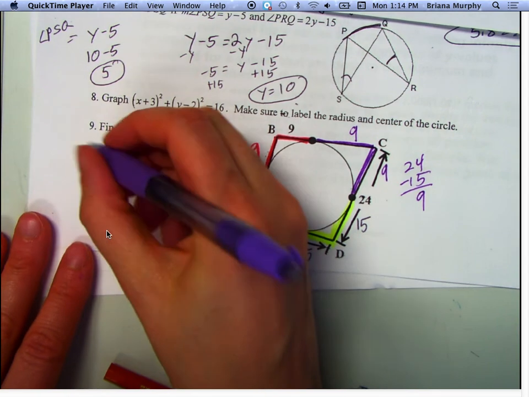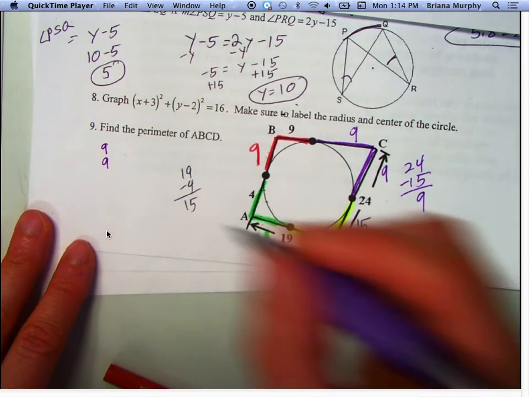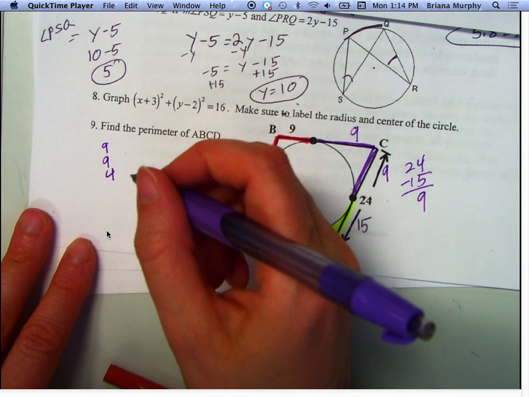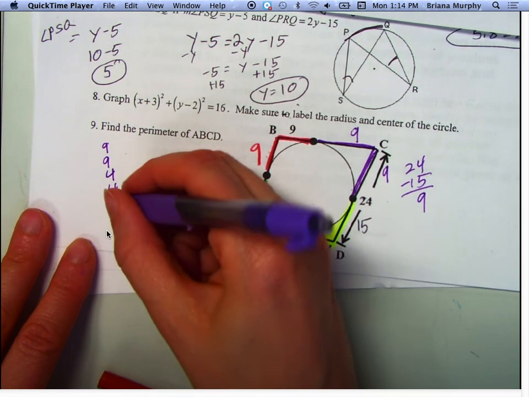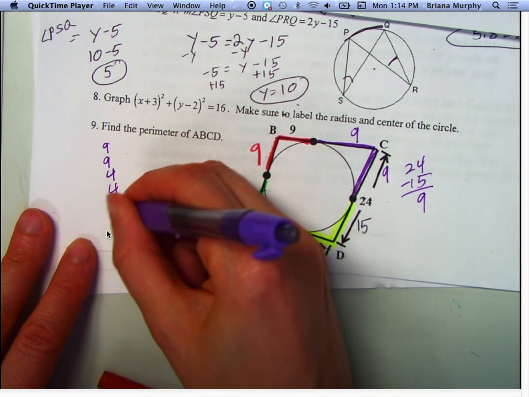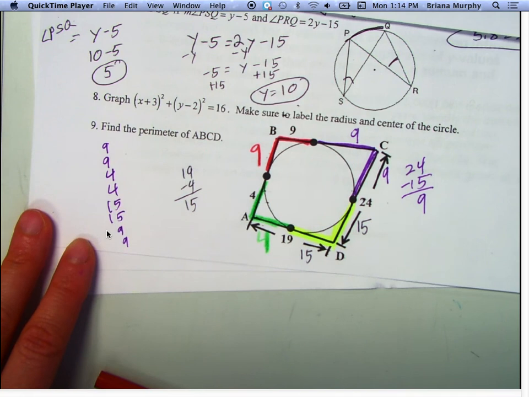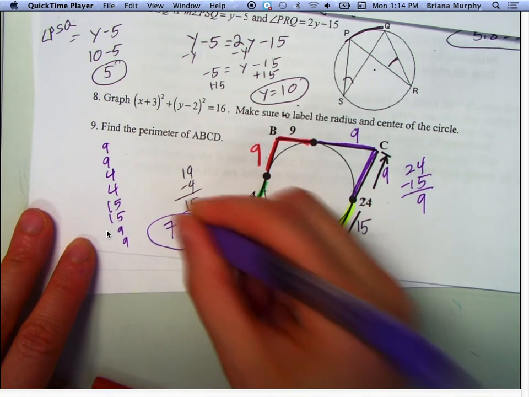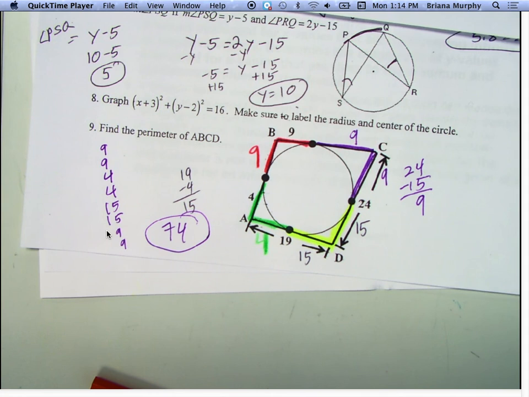Now we just have to add them all up. We have 9 plus 9 plus, shh, guys, pull it together. Last problem. 4 plus 4, 15 plus 15, 9 plus 9. What does that all add up to be? 74. Okay? And that is my perimeter.